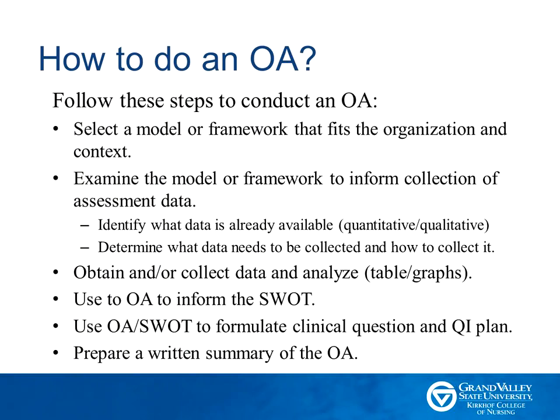Identify what data is already available, both quantitative and qualitative, and then determine what data needs to be collected and how to collect it. Obtain and/or collect data and analyze it, usually in tables and graphs like the IHI training you had earlier in the semester, and use the OA to inform the SWOT. And then you use the OA and the SWOT to formulate the clinical question and the QI plan. And usually you prepare a written summary of the OA.